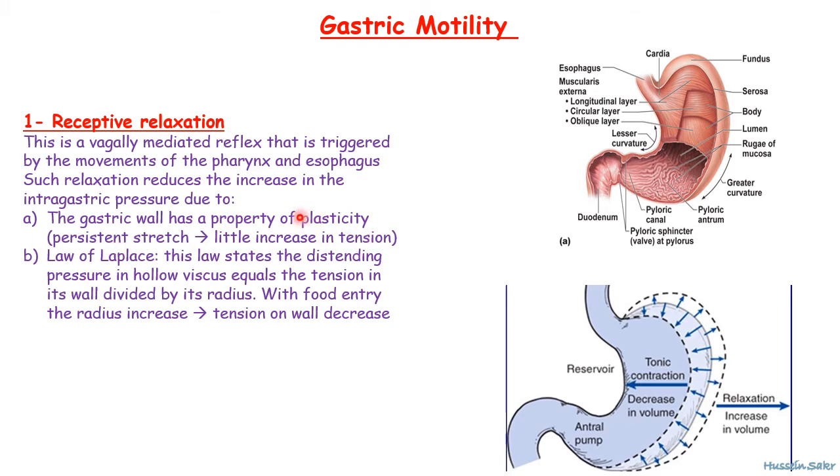And the second is the property of plasticity of the smooth muscles in the wall of the stomach. The plasticity means the smooth muscles are going to acquire a new length, an increase in length, without much increase in the tension.